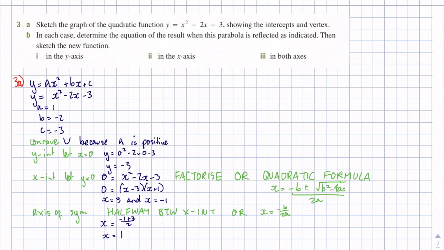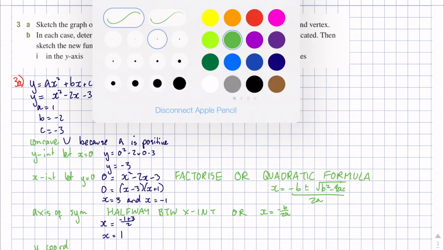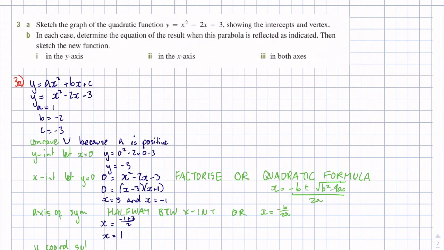Okay, the y-coordinate, sub in x. So we've got y equals 1 squared, take 2 times 1, take 3. So y equals negative 4. And now we sketch.